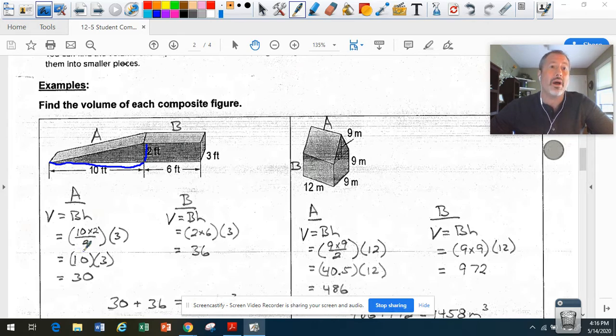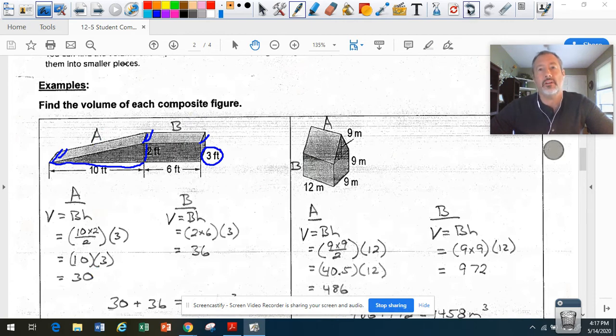Now, what is the height of this prism? That's going to be this piece here or this piece here. It does not matter at all. If you look over here, this is 3, which makes this 3, which makes this 3, which makes this 3. So the height of this triangular prism is going to be 3 also. So 10 times 3 is 30. So 30 feet cubed is the volume of A.